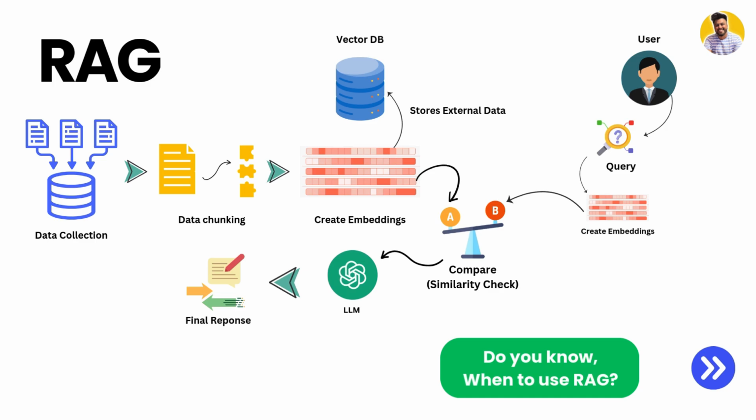Then whenever a user raises a query, it is also converted into an embedding, and that embedding goes through a similarity check against the vector DB embeddings to find similar context. The top ranked contexts are fetched from the vector DB and aligned with our input prompt. So we have a prompt and a context that are passed to the large language model, and it generates our final response. Okay, so that's how the complete RAG framework works.